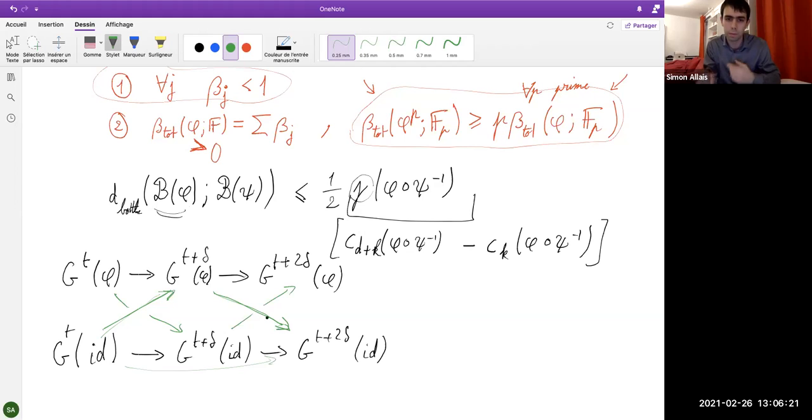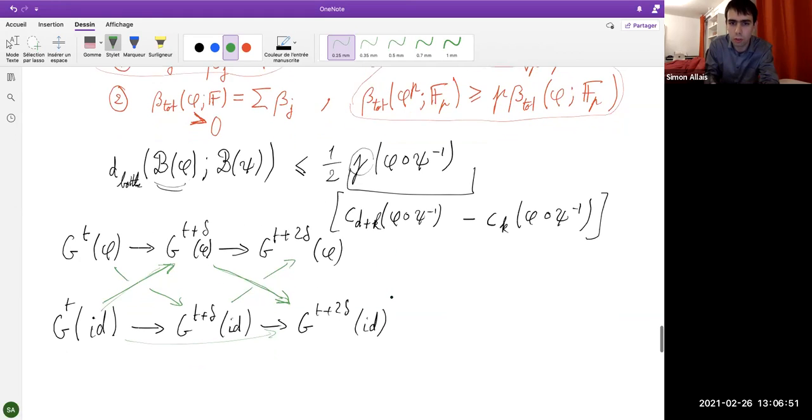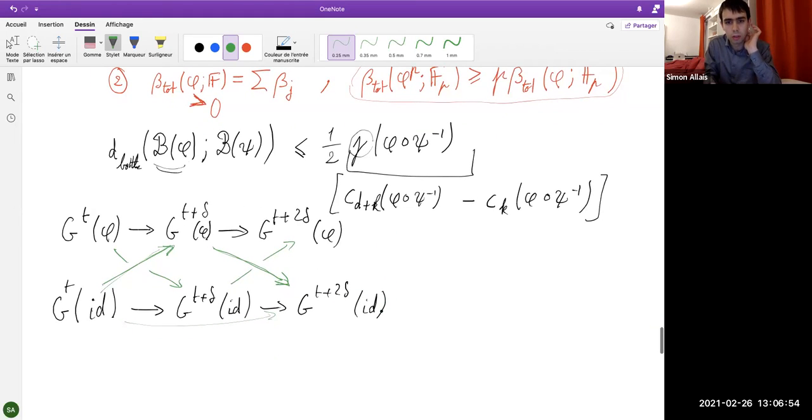This is done with a pair of pants product, and in the case of generating functions, this means that you must have some way of taking the product of a class of phi and a class of the homology of phi minus 1. And this is a bit tricky. It's a bit technical. I cannot go into details, but there is a way to define some kind of product.